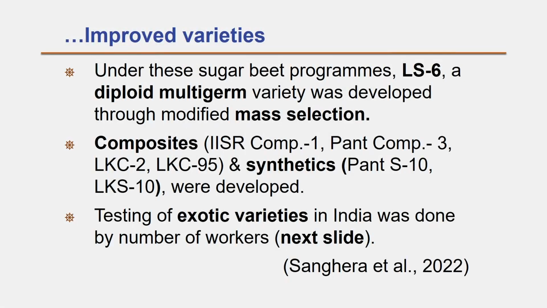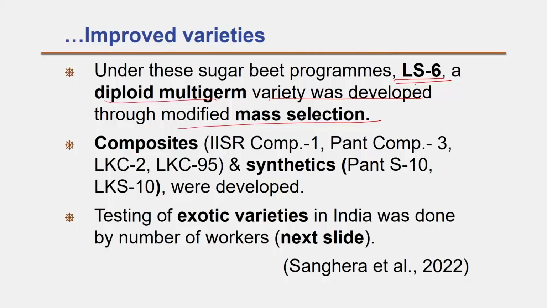Now, under these sugar beet programs, LS6, a diploid multi-germ variety, was developed through modified mass selection. So these are the methods of breeding. There are different methods of breeding like pure line selection, mass selection, bulk method, mutation breeding, hybridization. So many methods are there. But this particular variety LS6 was developed through the method of mass selection.